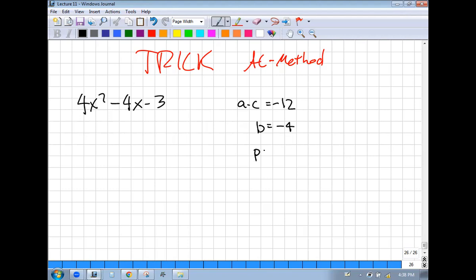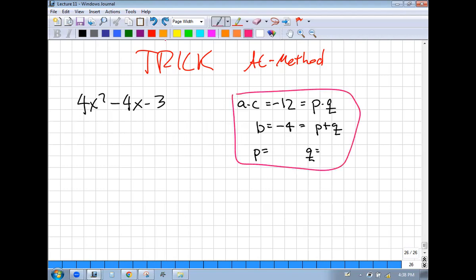What we need is two numbers. I call them P and Q. You can call them whatever you want. We need two numbers that multiply to give us the same as this, but they add to give us this. This is the trick right here. What is P and Q? So you start thinking about it. Two numbers that multiply to give me -12, but add to give me a -4. A positive, no, a -6 and a +2. They multiply to give me that, and they add to give me that.